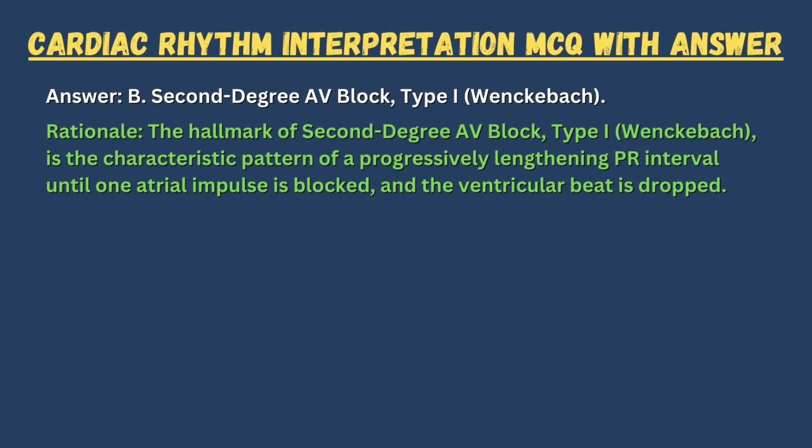Answer. B. Second degree AV block, type 1 Wenckebach. Rationale. The hallmark of second-degree AV block, type 1 Wenckebach, is the characteristic pattern of a progressively lengthening PR interval until one atrial impulse is blocked and the ventricular beat is dropped.